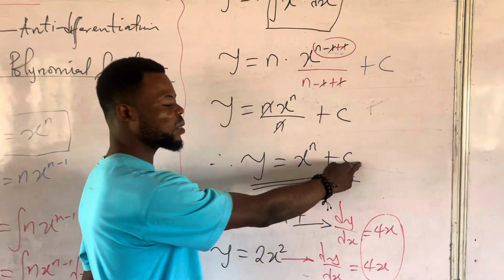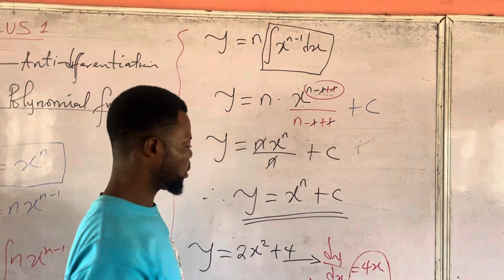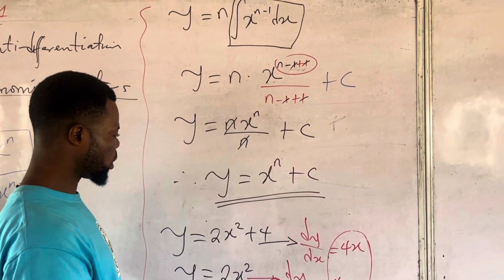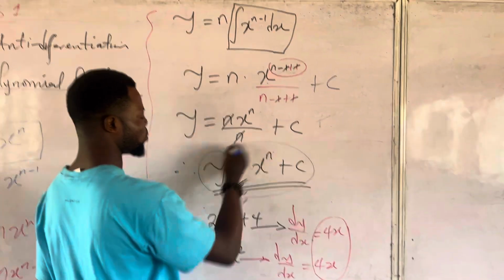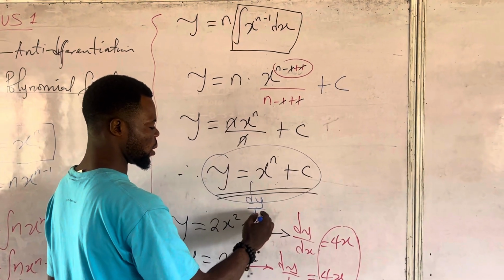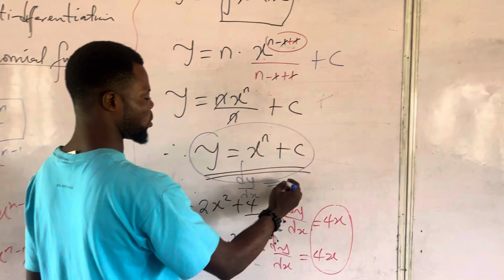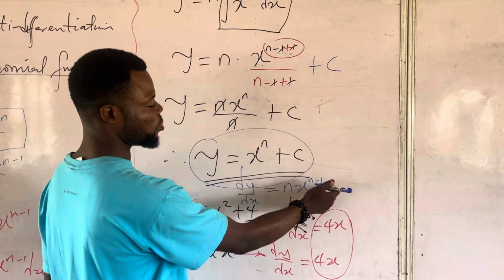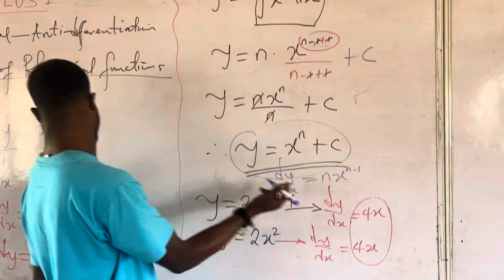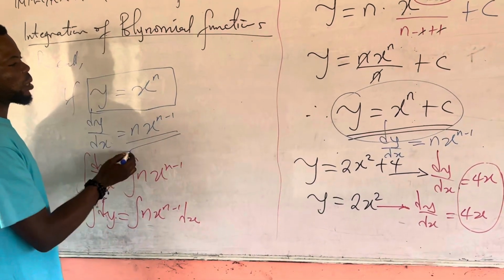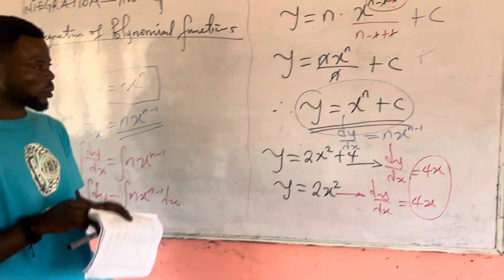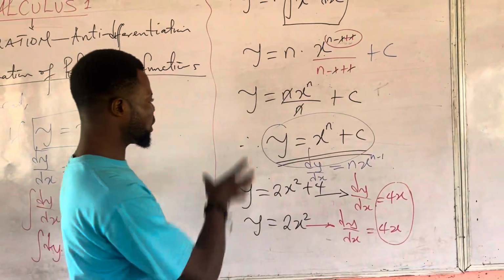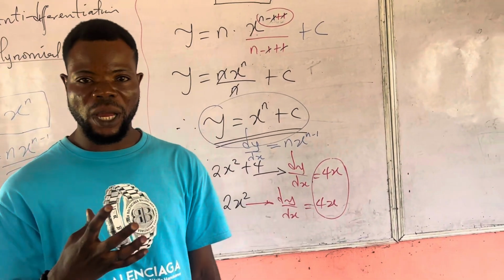That is a constant without integration. So we must put this c. And if we differentiate this function again, we have dy/dx equal to this will give us n x to the n minus 1, and when you differentiate this c, it will be 0 because it's a constant term, which is still the same thing as this. So that is why we are putting that constant term. And let's look at how we can integrate polynomial functions with this procedure.